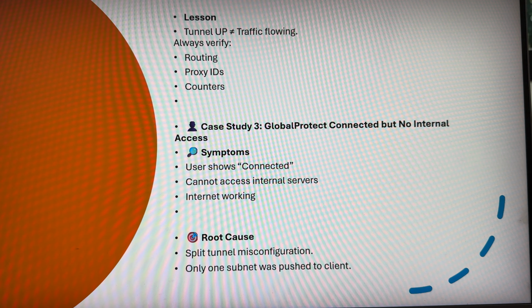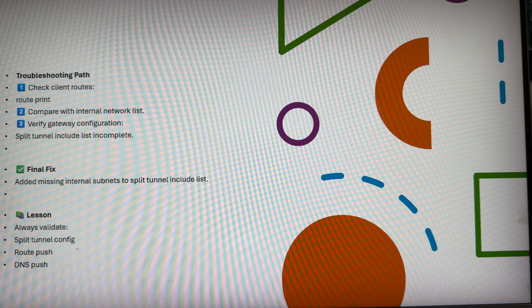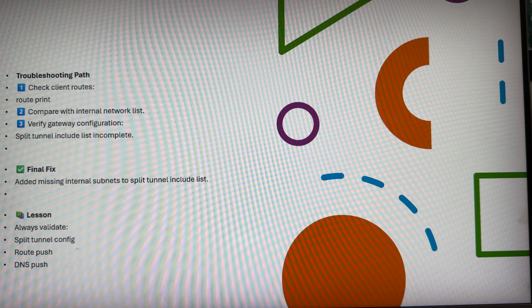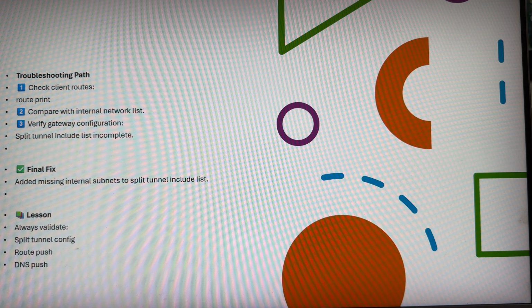Troubleshooting path: check the client routes with route print, compare with the internal network list, and verify the gateway configuration. The split tunnel includes list was incomplete, so the missing internal subnets were added to the split tunnel includes. Lesson: always validate split tunnel config, route push, and DNS push.